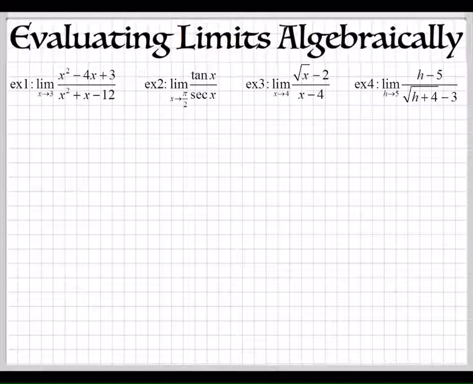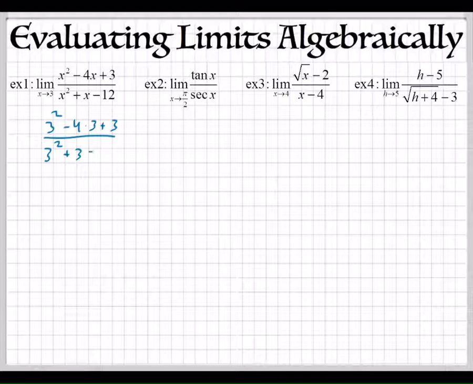So if we think it's continuous, we're just going to plug it in, right? We're going to substitute. So we're going to plug in the 3. So we would say 3 squared minus 4 times 3 plus 3. I just plug those into these x's right here, and then I'm going to also plug them into the x's on the bottom. So I have 3 to the second power plus 3 minus 12.